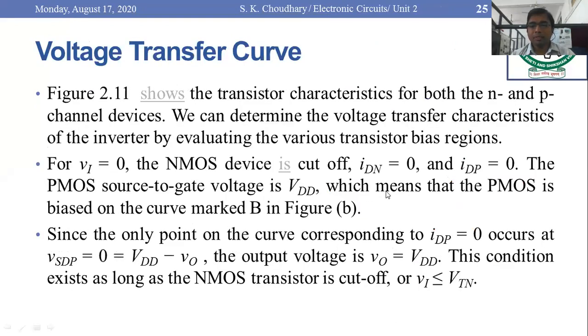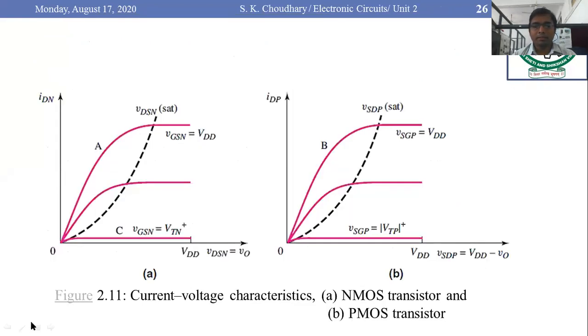Now this is discussed here, and it shows that it is like the curve marked B in figure B for the PMOS condition. So you can easily see and correlate this. This is the condition when VSG is equal to VDD, so this is the uppermost curve in the PMOS. Okay, so it is showing this curve representation.